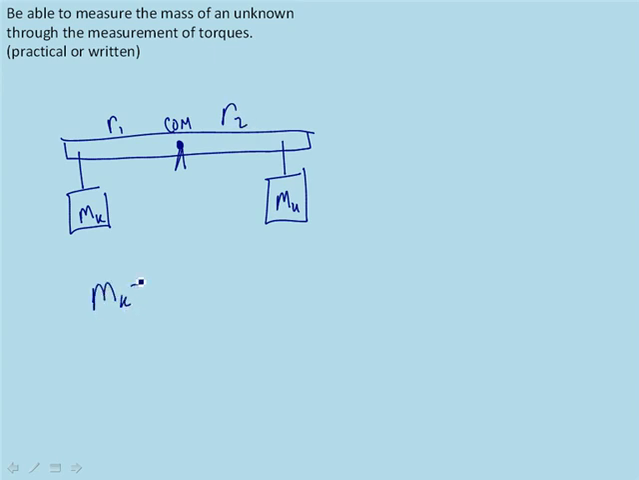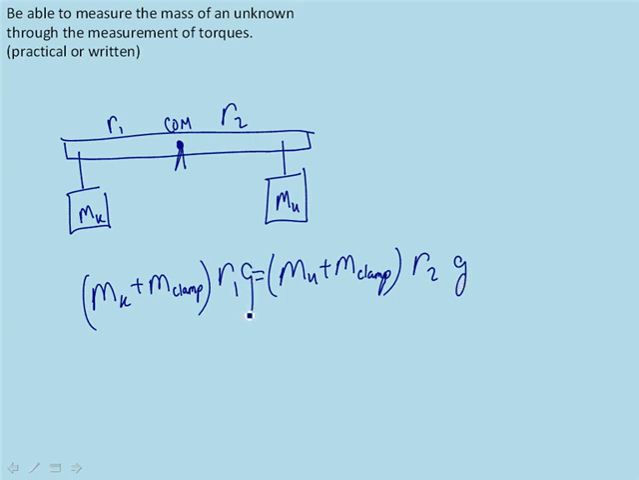Mass of the known mass plus the mass of the clamp times r1 is equal to the mass of the unknown mass plus the mass of the clamp times r2. It's implied here that there's also a g here, but those two cancel out. Solve this for mu, the unknown mass.